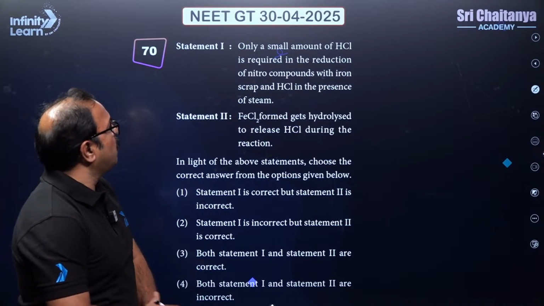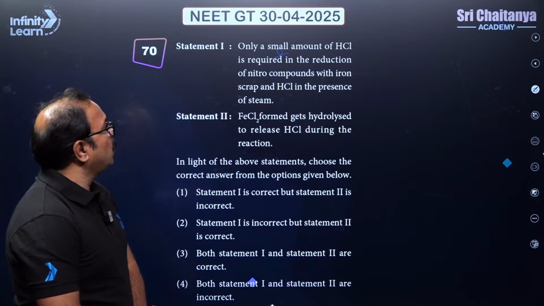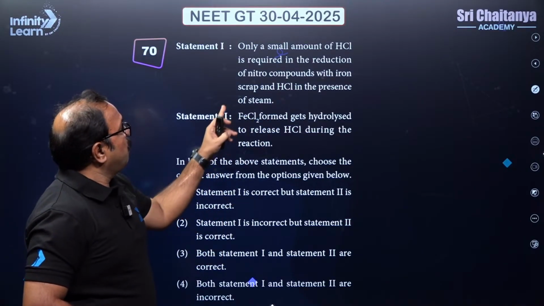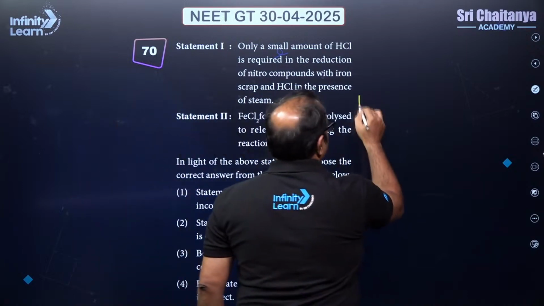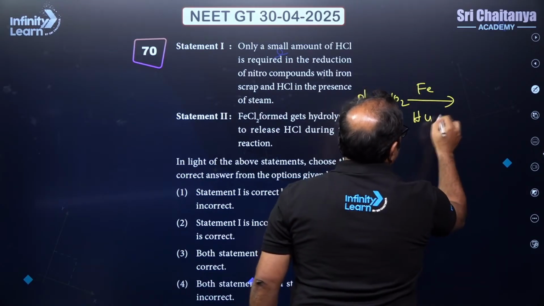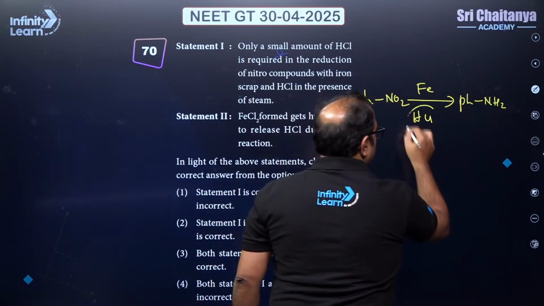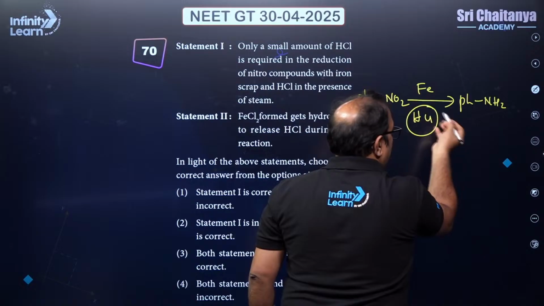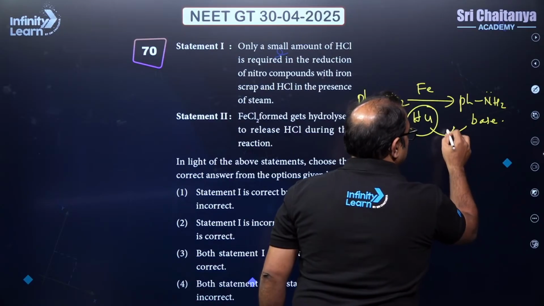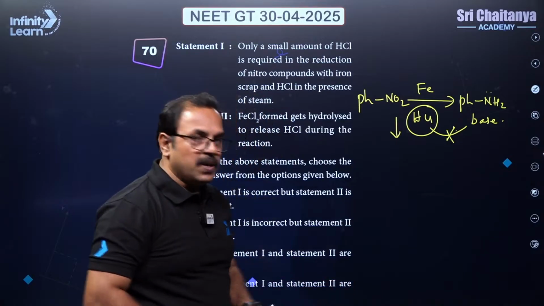Only a small amount of HCl is required in the reduction. This is a statement type question, not assertion reasoning. Reduction of nitro compounds with iron scrap and HCl in presence of steam. Let us take the discussion of nitrobenzene reduction. This is iron and HCl, and this becomes aniline. Now what he is saying is you take less HCl for two reasons. One is, if you take excess and aniline forms, this is a base, and this base reacts with acid. So in that context also we have to take a smaller amount. So a smaller amount of HCl is very important.